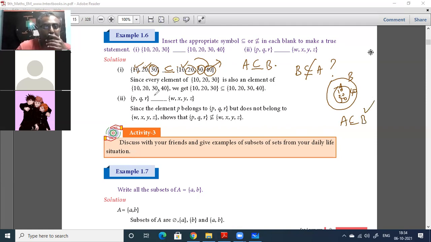Okay, Arpana, answer the second question. It is not a subset, uncle. Not a subset, obviously. Why? P, Q, R is not present in W, X. None of the elements are present in the set B. So nothing in A is present in set B, so A cannot be a subset of B. So that is very obviously not a subset.